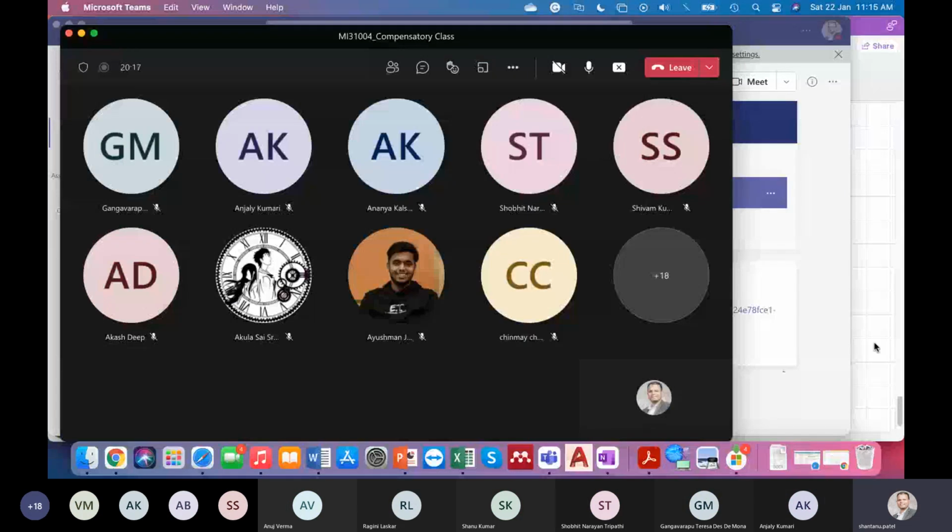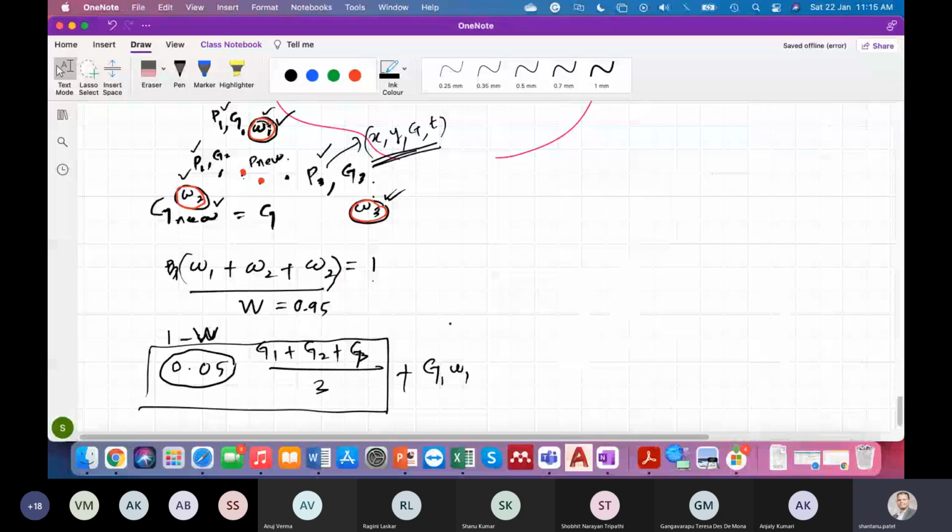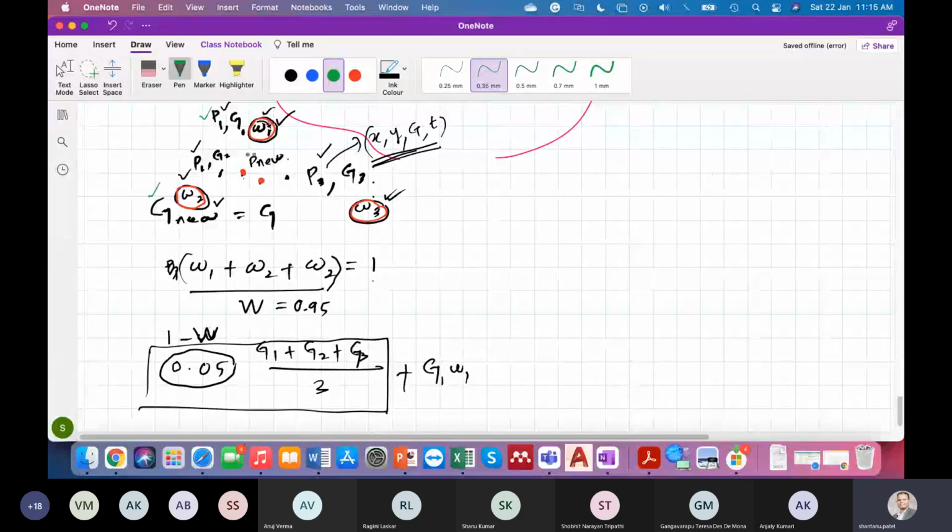Okay, so what I was saying is we have three locations, right? Like P1, P2, and P3. And you know this information, and you need to calculate what is this P new at a new location, right? At P new, what is the grade of this ore? This is our target actually, G new.